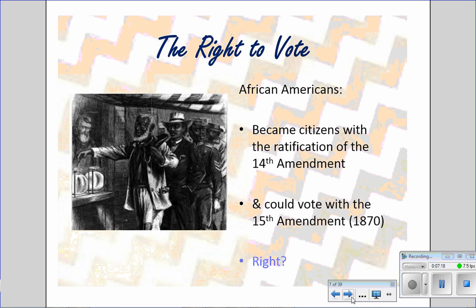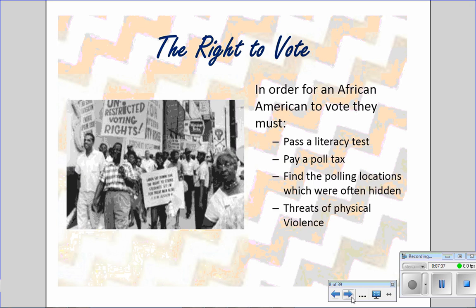But you guys know from what you learned in 7th grade and from other things you've learned about American history that even though those things were passed in the 1800s after the Civil War, there was still a huge struggle for African Americans to get the rights of citizenship and the rights that they deserve, and the right to vote. Because remember that in order to vote, in many states, they still had to pass a literacy test. They had to pay a poll tax. They had to find the polling locations, which were often hidden from them. And they also dealt with many threats of physical violence.